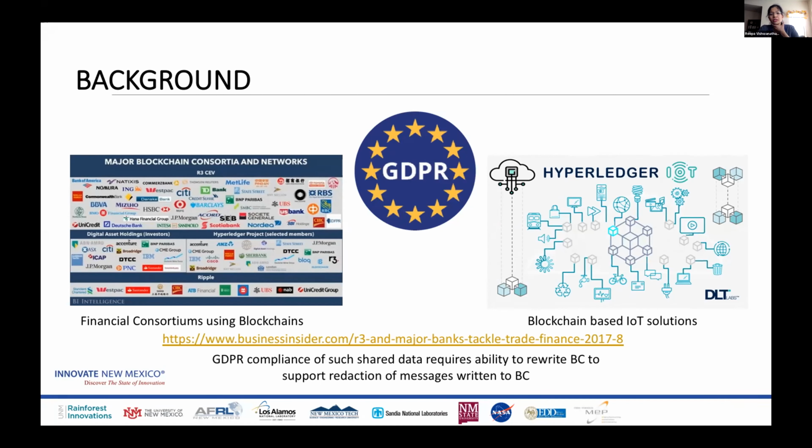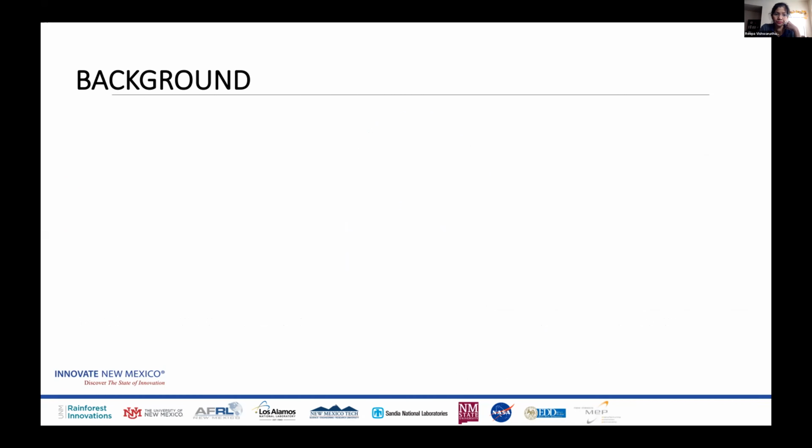And so for all these reasons, we do need a mechanism to rewrite or redact or remove data that's posted on the blockchain in certain situations. In other words, we sometimes do need mutable transactions.